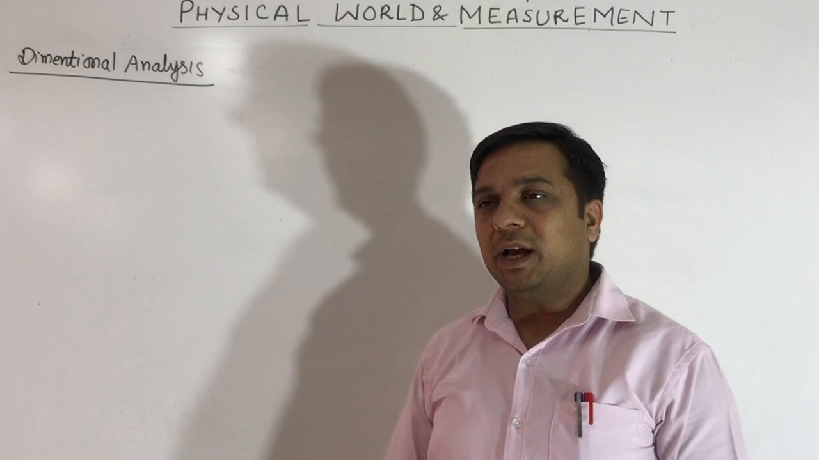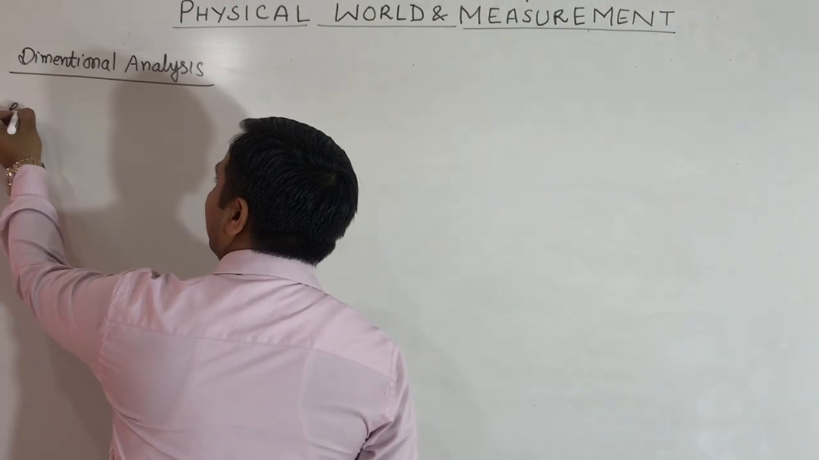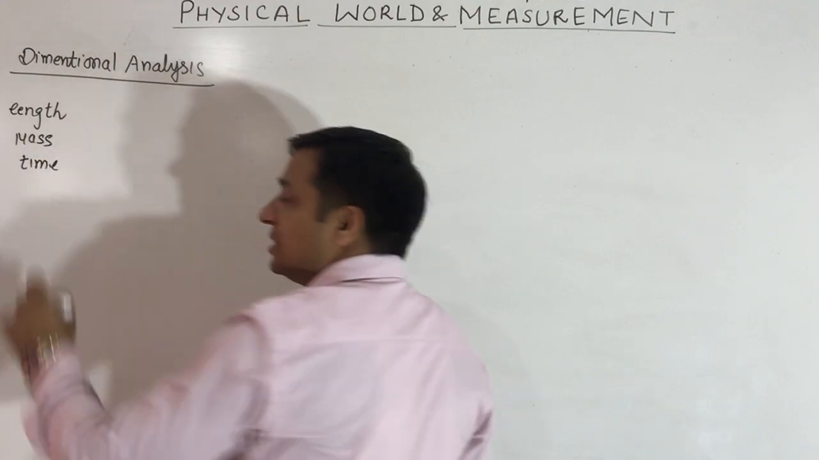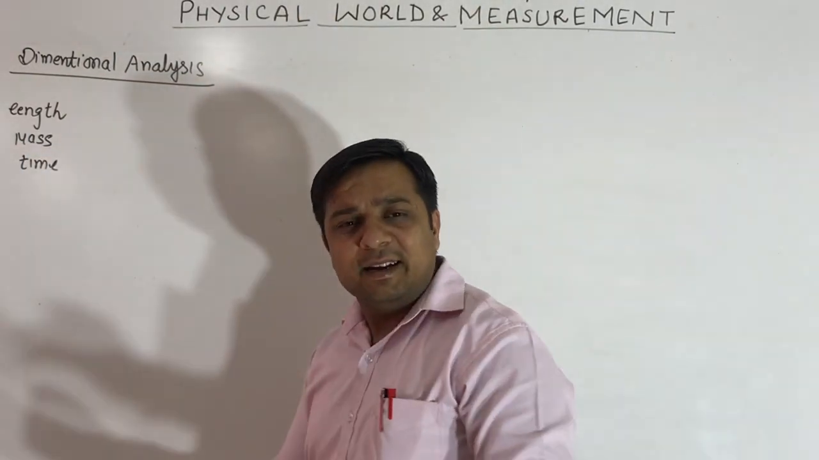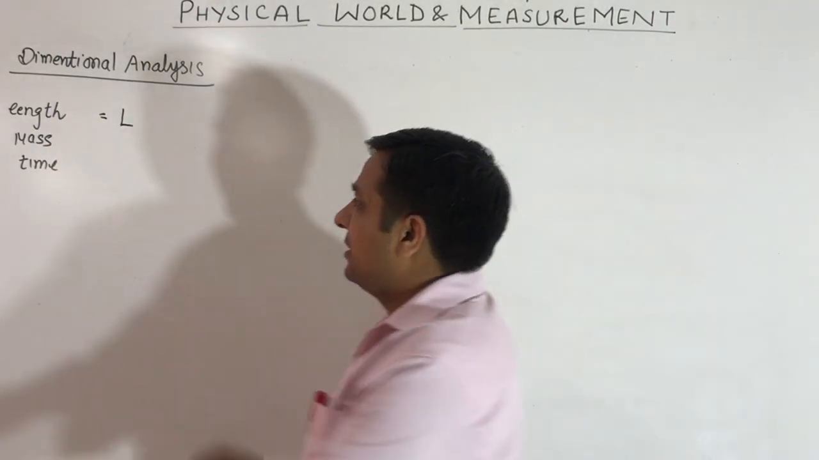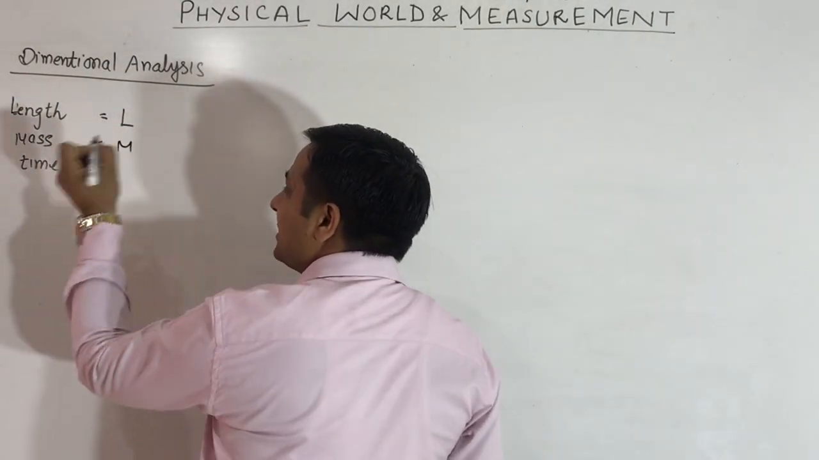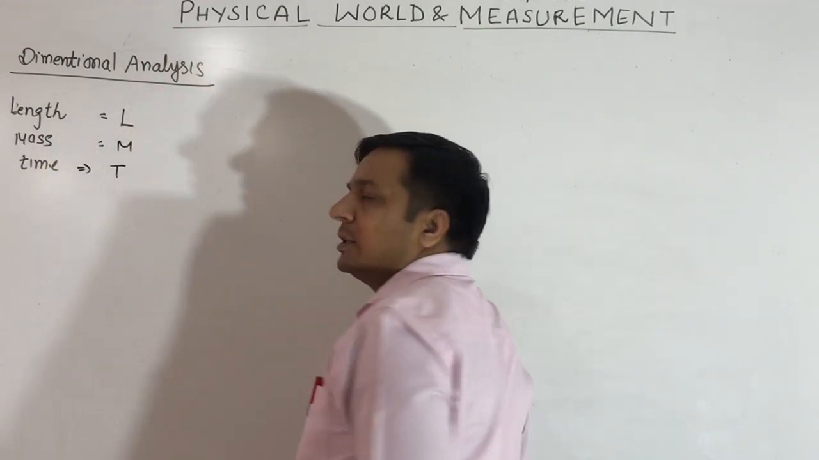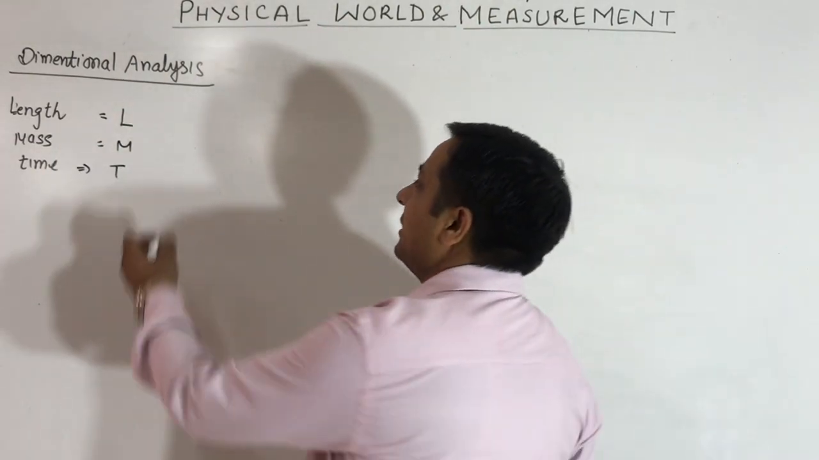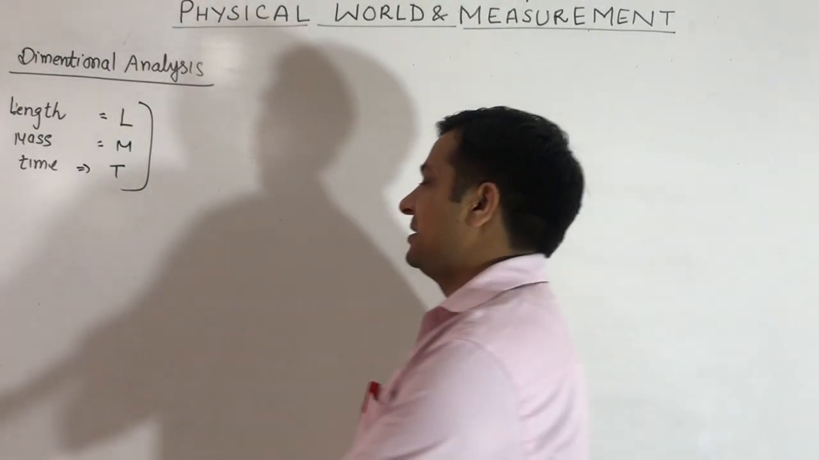We have some fundamental quantities, basic quantities like length, mass, time. In dimensional analysis, length is written as capital L, mass as M, and similarly time as T. In 11th class especially, we will use length L, mass M, time T. But I tell you for every fundamental quantity.